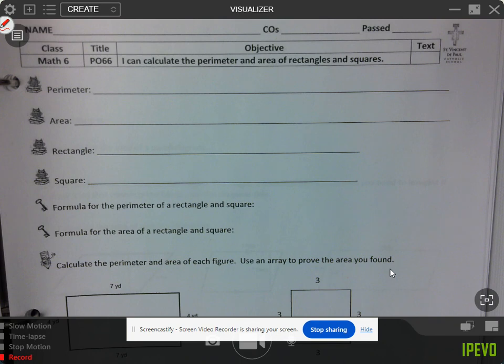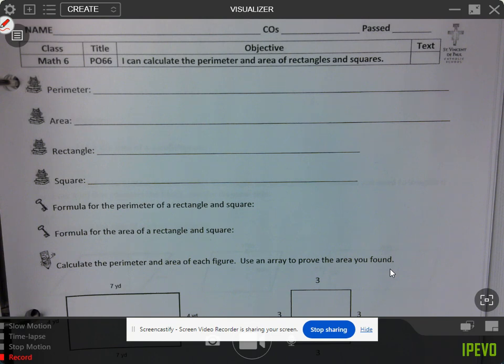So this time we're looking at our yard. Area is how much sod do I need to fill in my backyard? Okay, how much grass do I need for it? Perimeter is going around the outside. Area is filling in that middle.